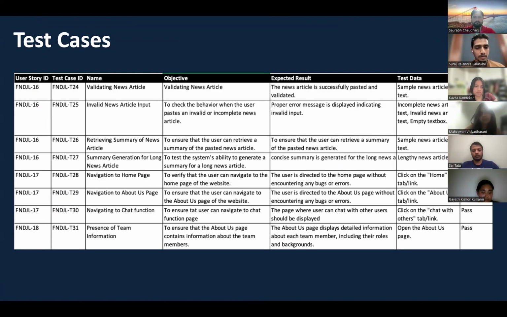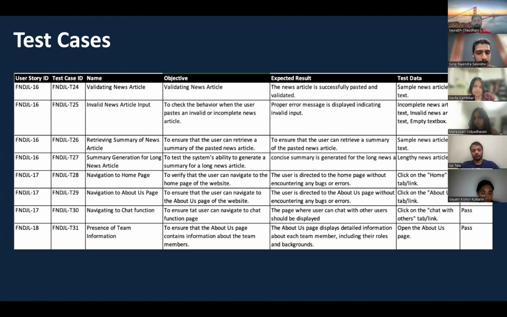Starting with the first one, to validate the news article. The objective is to validate the news article so that there will be no errors in it. The second one is the invalid news article. We tried pasting blank statements into the news article, so it should give an error.